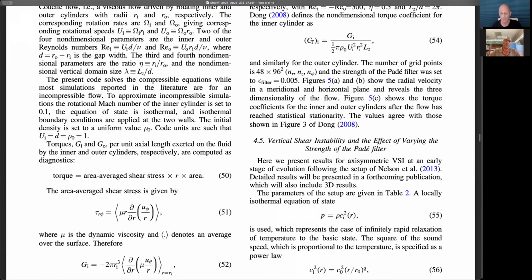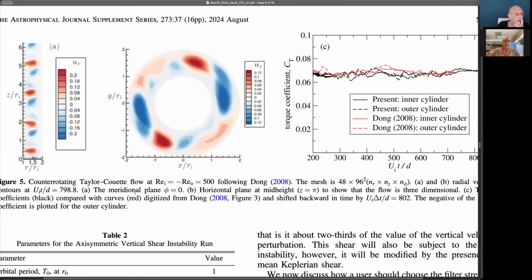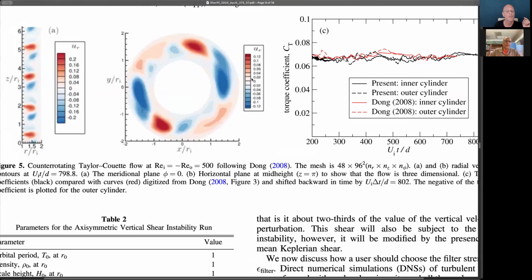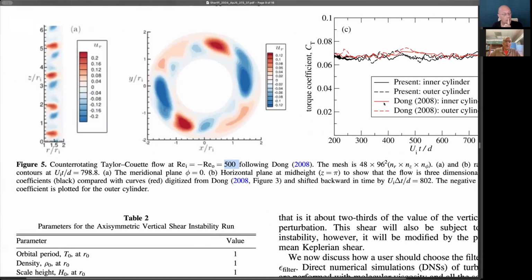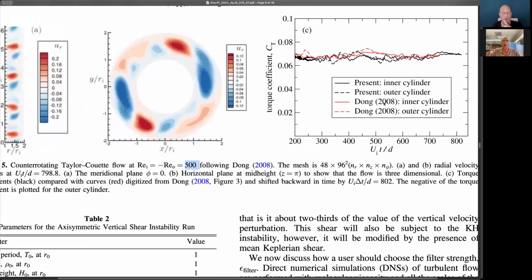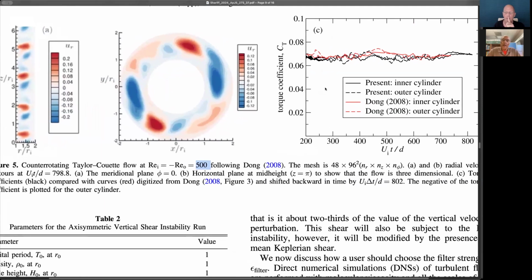Go to figure 4. Let's take a look at that. Figure 4, Couette flow. There you go. Okay, so this is for a test case done by, let me see, the left hand side is for a Reynolds number of 500. The right hand side, I forgot whether that's a different Reynolds number or no. Actually, no. So this is both Dong's test case. It should be the same. Yes, it's the same.